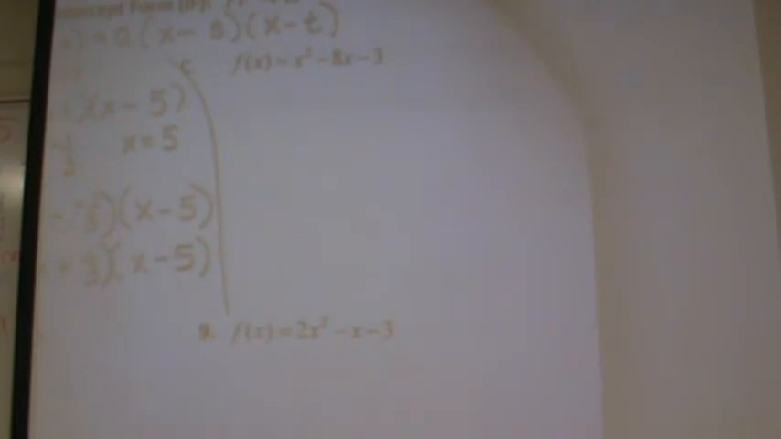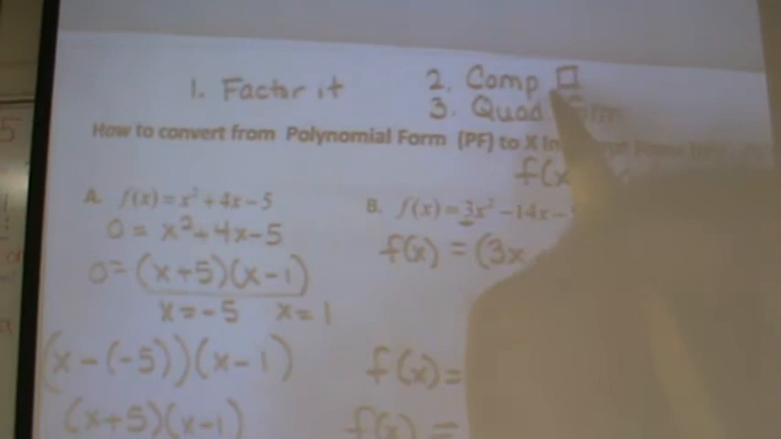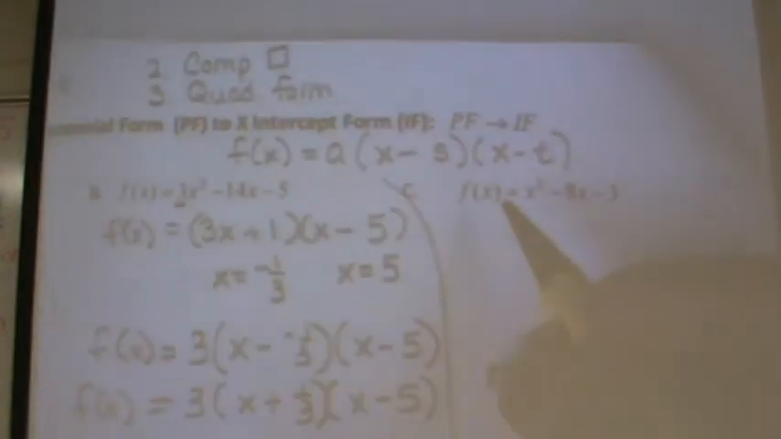What happens when you get answers that are not integers or rational numbers, like this one? These are irrational zeros right here, but they're still real. So this one's not factorable. I don't know what times what is -3 but adds to be -8, and the a value is 1. So what other two ways do we need in order to solve them if they're not factorable? We have to do one of these two methods. I don't care which one you do.